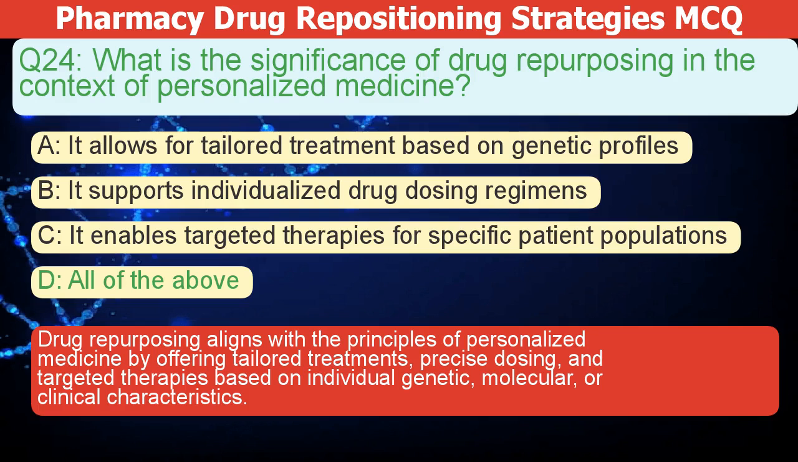Drug repurposing aligns with the principles of personalized medicine. It offers tailored treatments, precise dosing, and targeted therapies. These are based on individual genetic, molecular, or clinical characteristics.